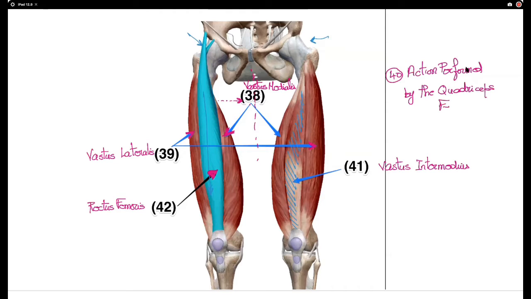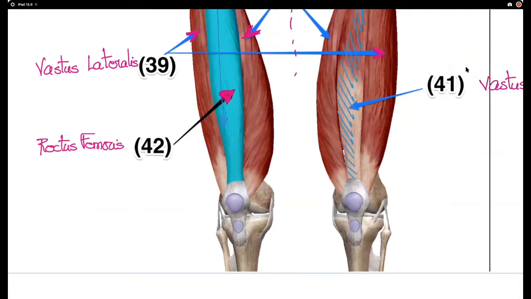Femoris, which is simply all the four muscles combined. All the four of them combined action will be doing what? You see on here, all of them get inserted by a single tendon into my tibial tuberosity.